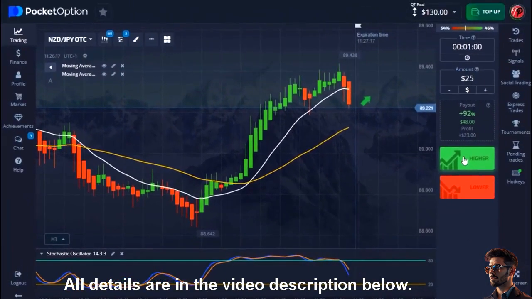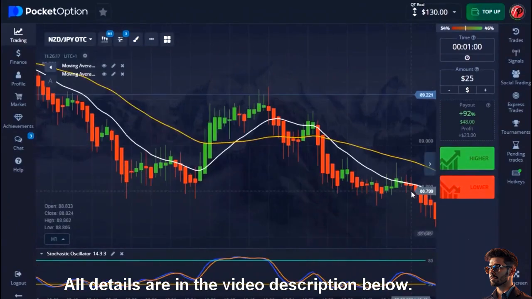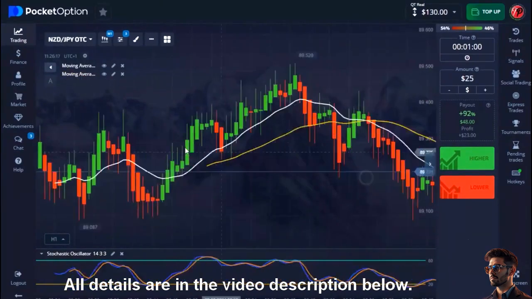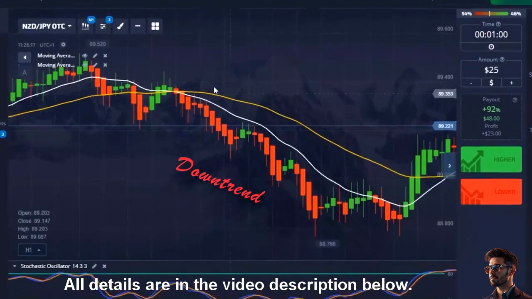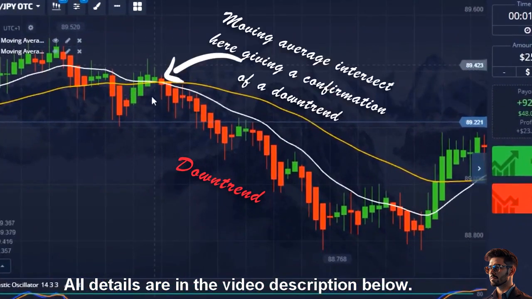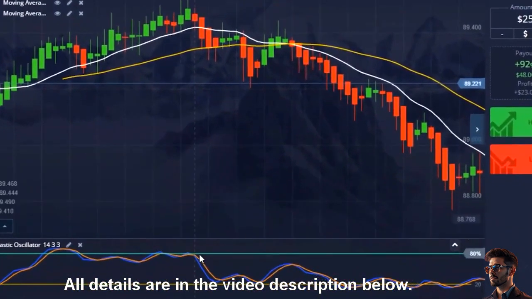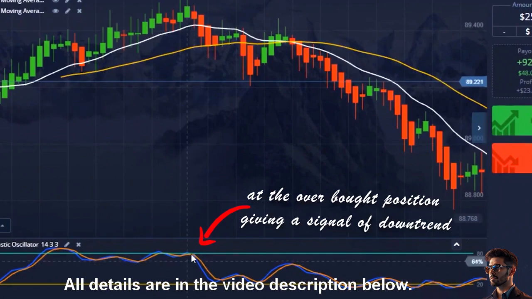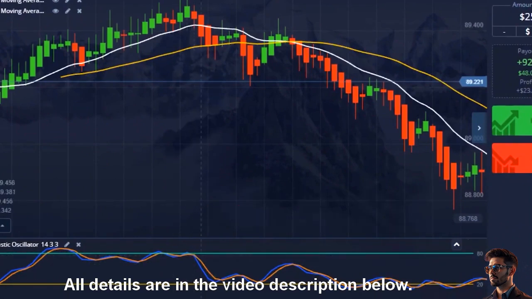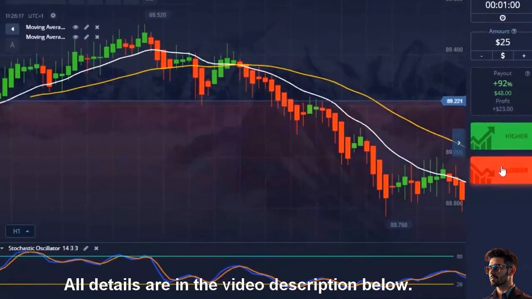All right, the same thing is applicable if you're going for a down trade. We need to find a very perfect downtrend, just like what happened here. You can see that both moving averages intersect here, and there's a very strong downtrend confirmation. The same thing with your stochastic oscillator. Make sure both lines intersect each other in a very strong overbought condition, and make sure that you're confirming the downtrend before you enter a trade for a downtrend.